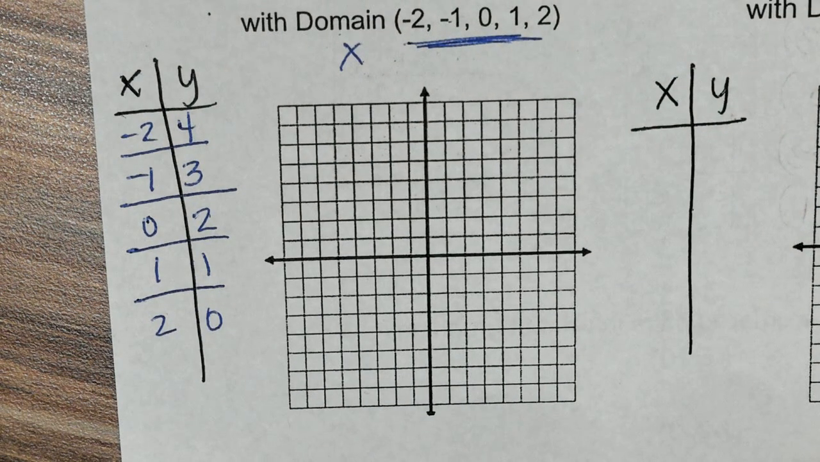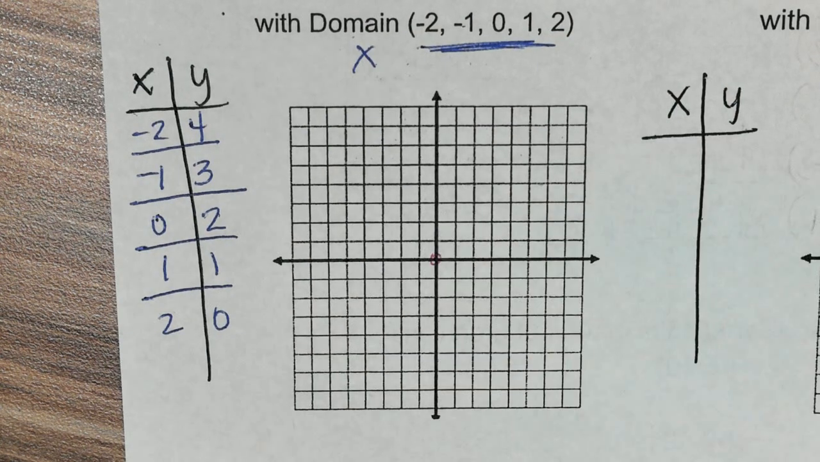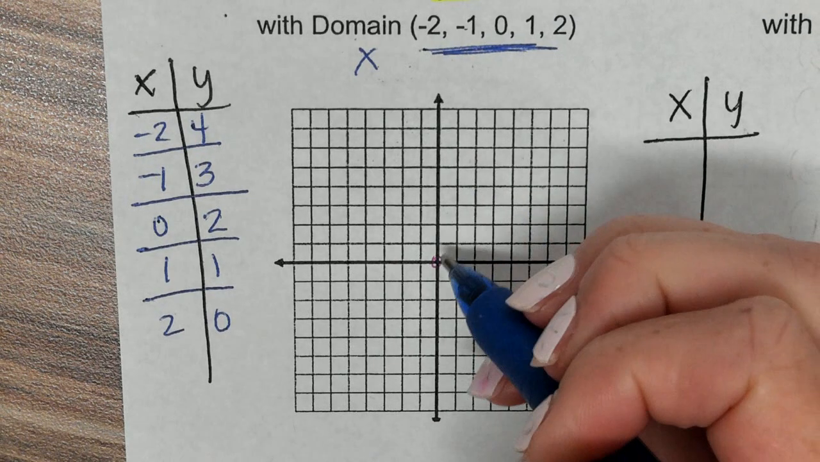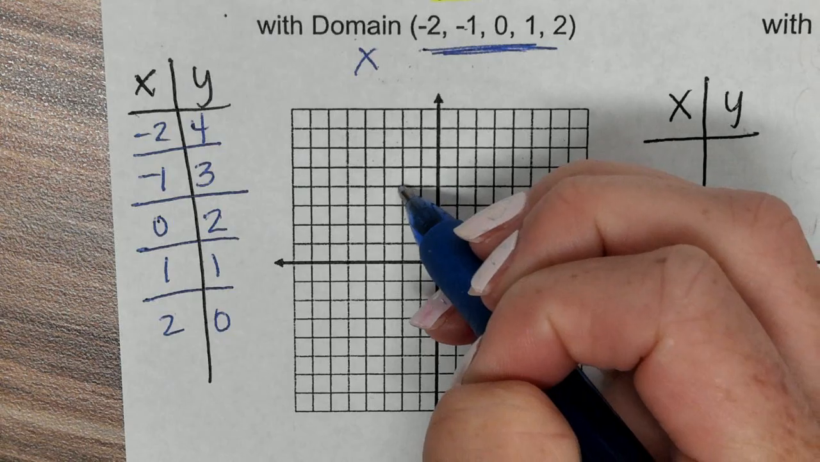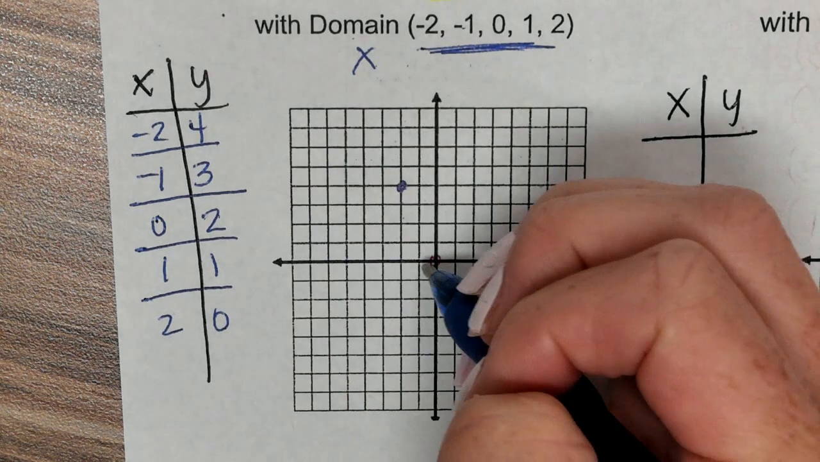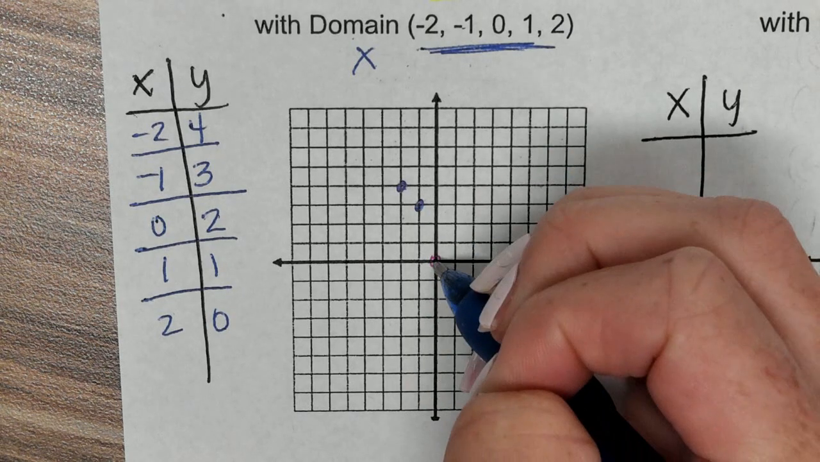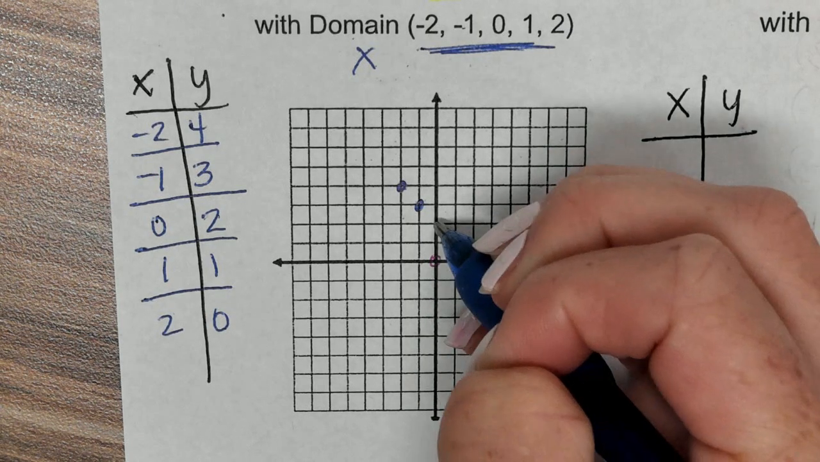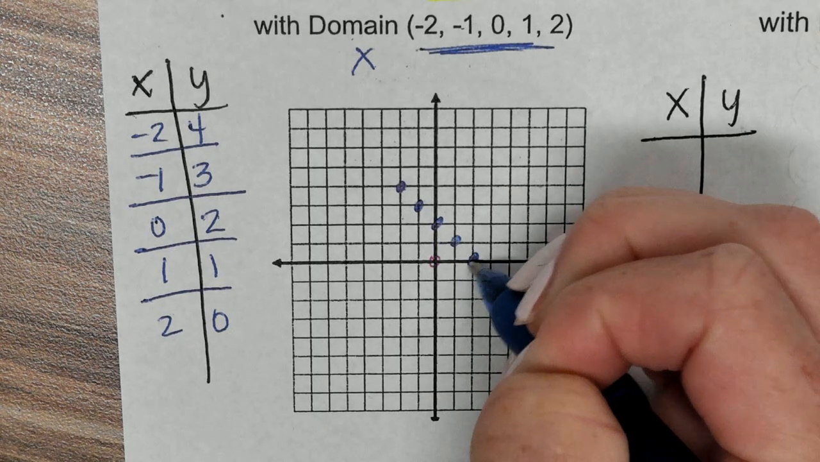And then we graph it. What should it make? A straight line. So go find 0, 0. That's where you count from. Go to negative 2 on the x-axis. Go up 4. Put a dot. On the x-axis, go to negative 1, go up 3. X-axis, go to 0, go up 2. And there's my line.